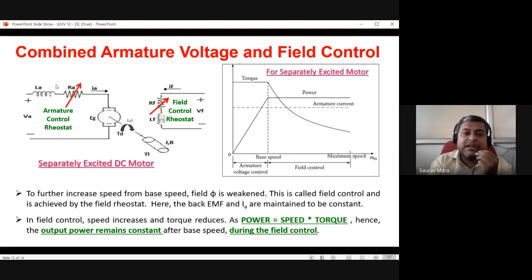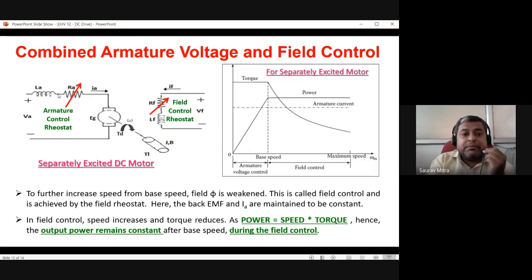If you increase the value of the rheostat, the IA value reduces. So this is a separately excited motor. In this case, better control is possible. In a series DC motor, you cannot control armature current and field current separately. But in this case, this is the supply VF, and this is the armature. This is the field rheostat, which is connected externally. By changing the value of this field rheostat, you can control the field current IF, and IF and phi are inversely proportional.